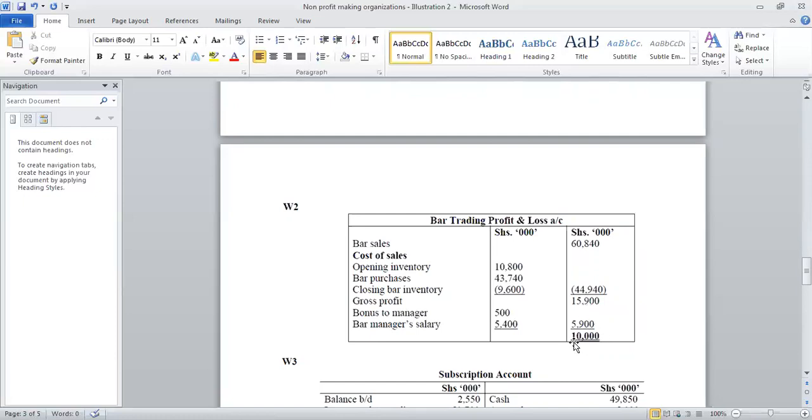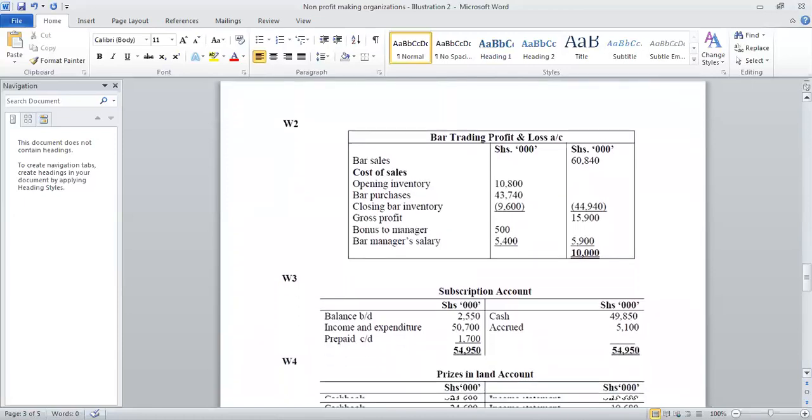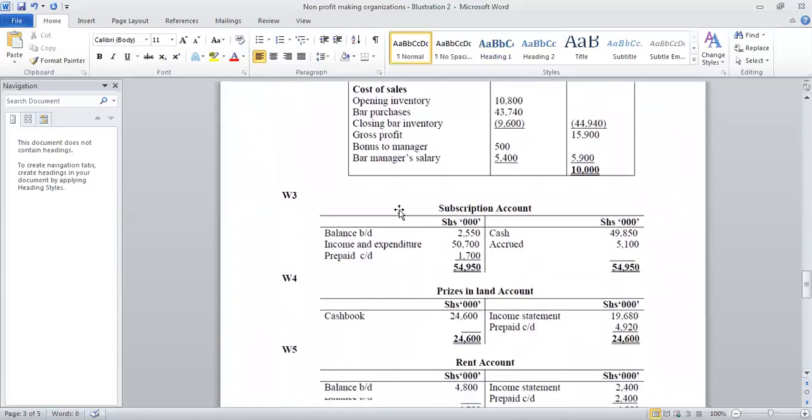This net profit is treated as income when it comes to preparing the income and expenditure account. Another adjustment we need to do is on the subscription account. The subscription account is prepared using the approach that we discussed. You start with the cash that was received. On the receipt and payment account, this is what we received.